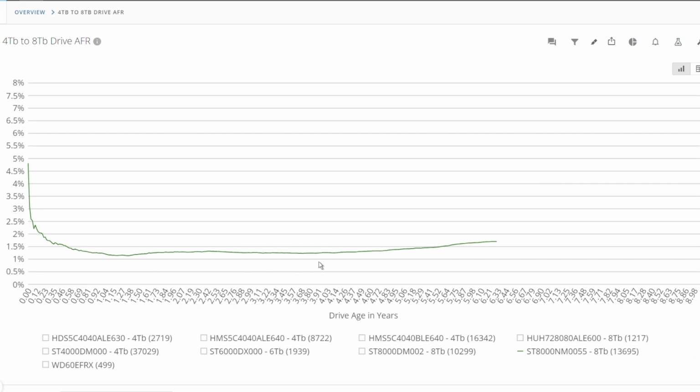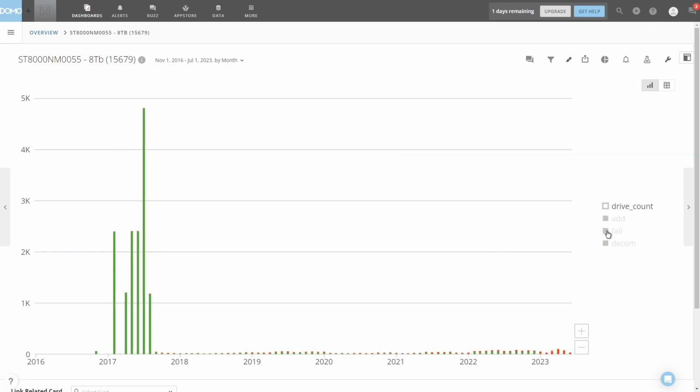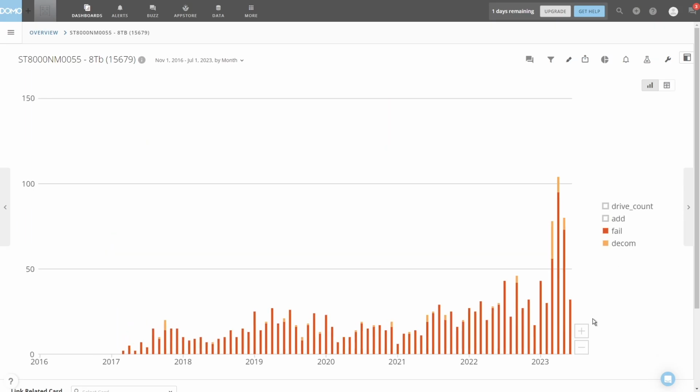ST8000NM0055. Now this is an Exos 7E8 enterprise capacity disk with a quoted AFR of 0.44% and a 5-year warranty. Now there are around 13,700 of these deployed, and despite the fact it's an enterprise drive, it has similar but generally slightly worse AFR history than its 8TB desktop cousin. Again, the deployment graph shows all of these were deployed back in 2017, and failures were pretty consistent but increasing after 4 years, with a more rapid increase after year 6.